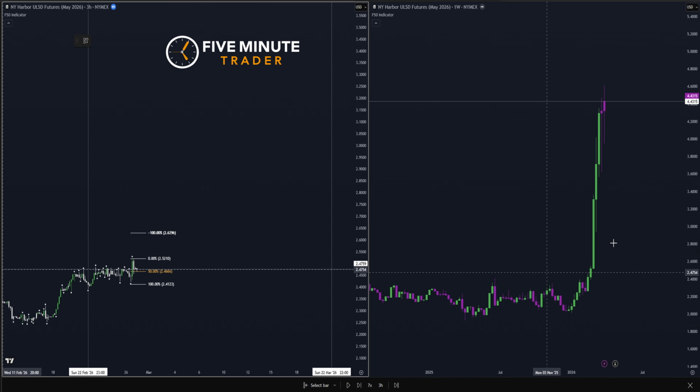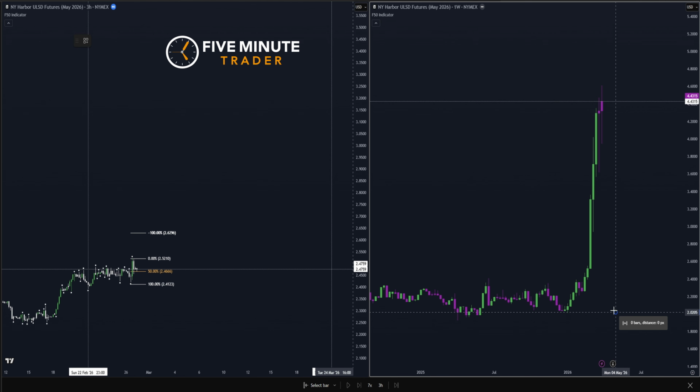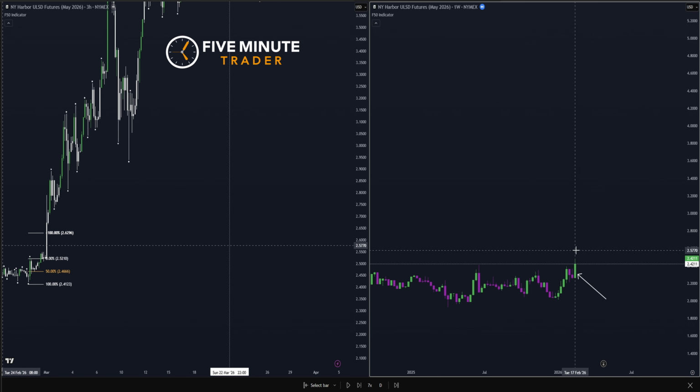We have the weekly chart on the right. This is the May contract for heating oil futures. You can see here that we've got green and purple candles. A green candle is a bullish candle and a purple candle is a bearish candle. So if we get a signal here, this is the previous week, this candle is green, so we would have a bullish bias for the next week.